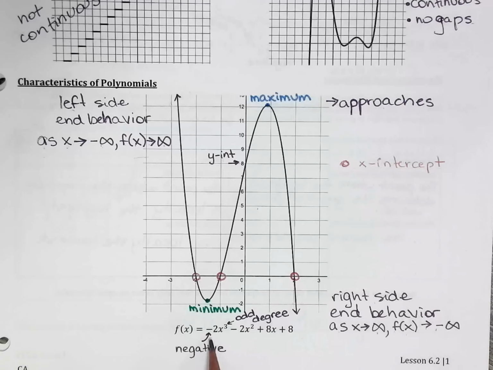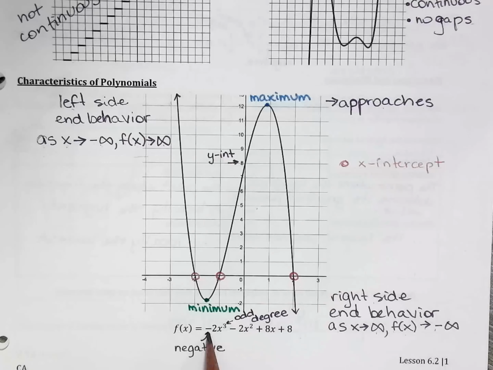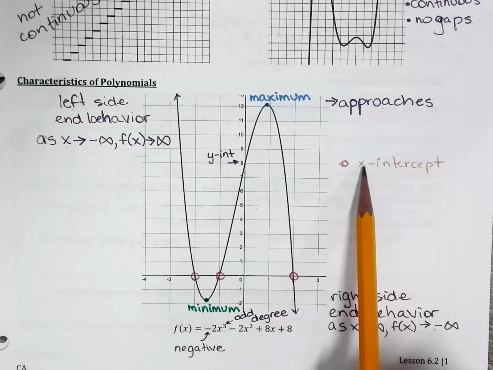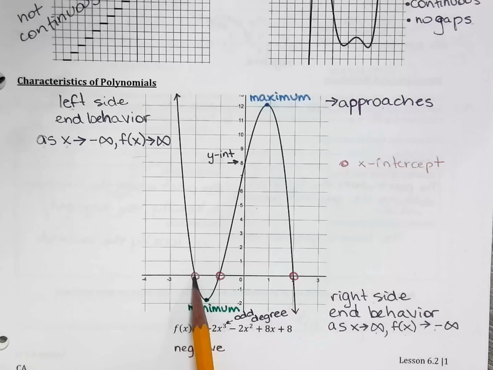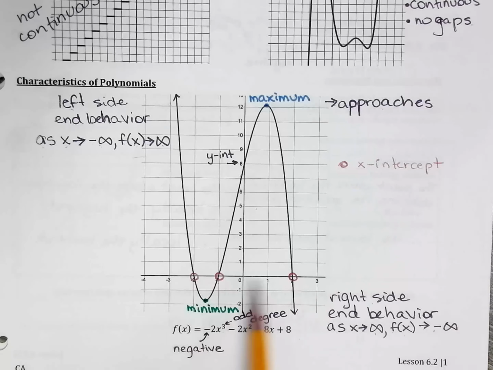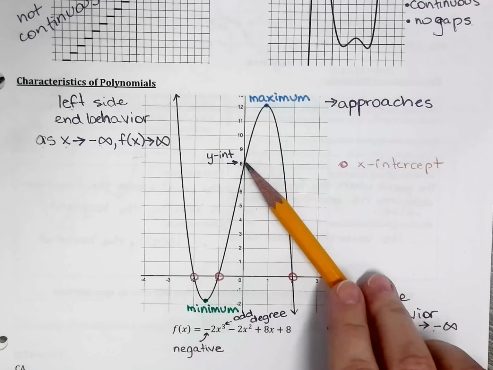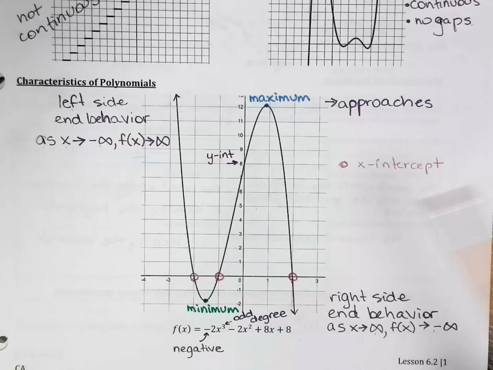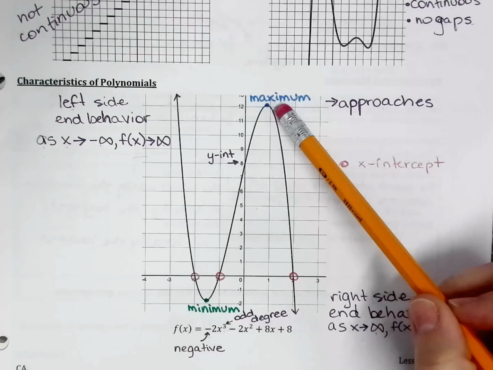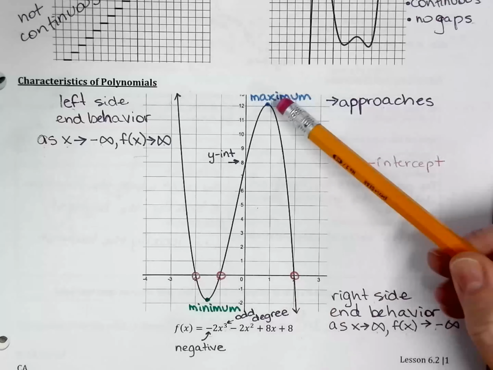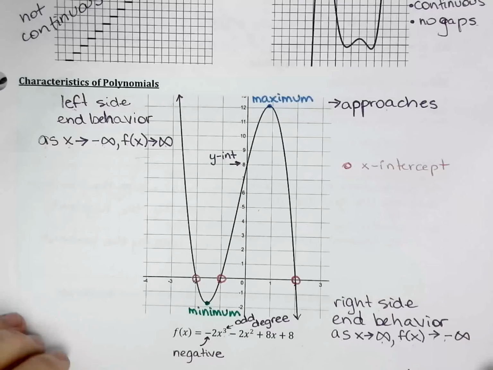Now, we have the negative leading coefficient. It behaves in a way. And we also have the odd degree of this polynomial, because 3 is odd, 3 is not even. We also know the x-intercepts right here. It's where your graph crosses the x-axis, right here, and right there. We also know the y-intercept. That's that point right there. And we have the minimum and the maximum points. Minimum, maximum. Okay, not bad.